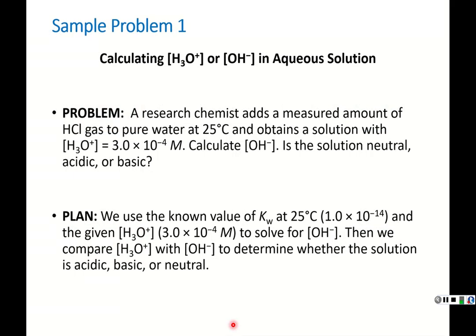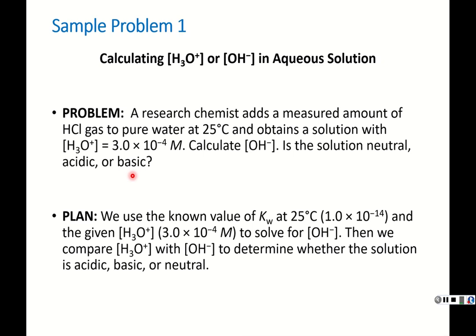Before we get into the details of pH, let's try some practice questions, calculating hydronium ion concentration or OH minus concentrations. A research chemist adds a measured amount of HCl gas to pure water at 25 degrees Celsius. They obtain a solution with a hydronium ion concentration of 3 times 10 to the minus 4 molar. Calculate the OH minus concentration. Is the solution neutral, acidic, or basic?